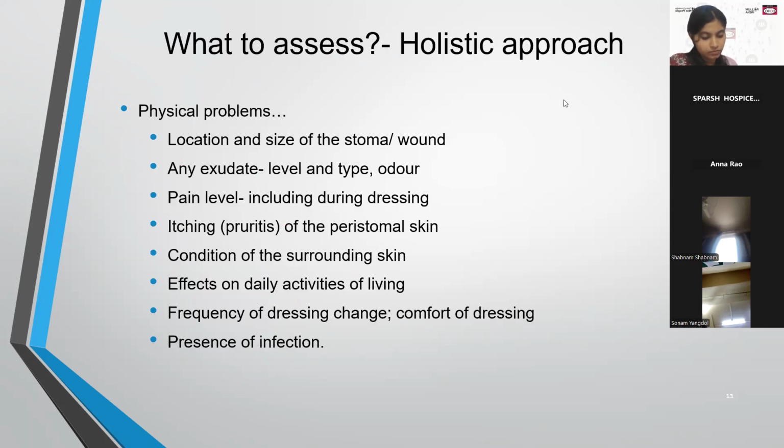So first comes the list of physical problems. Identify where it is located, the size of the wound, the size of the stoma, because some stoma may be large in size. There may be different problems with the stoma. It may be herniated. It may have prolapse. Many problems occur. So we want to find out if any kind of exudate is there, what the level of it is, what the type is, whether it is giving off foul odor or not. Then there may be secondary infection also, so identify it.